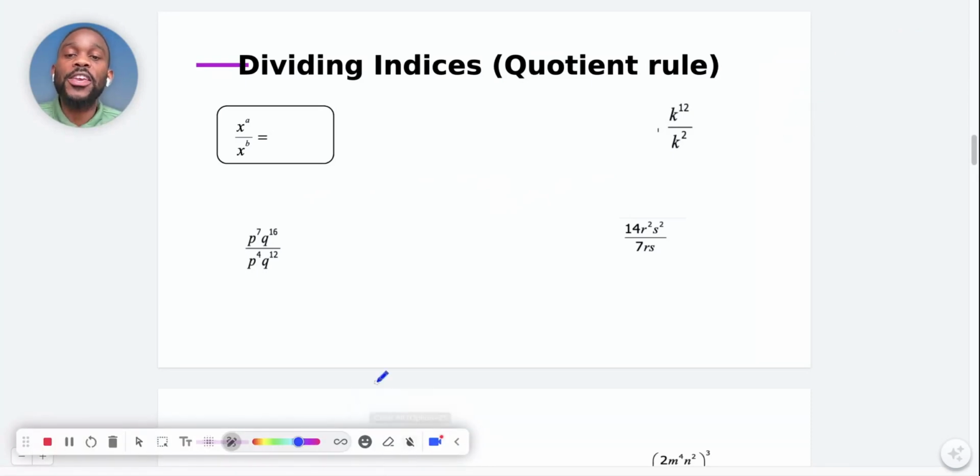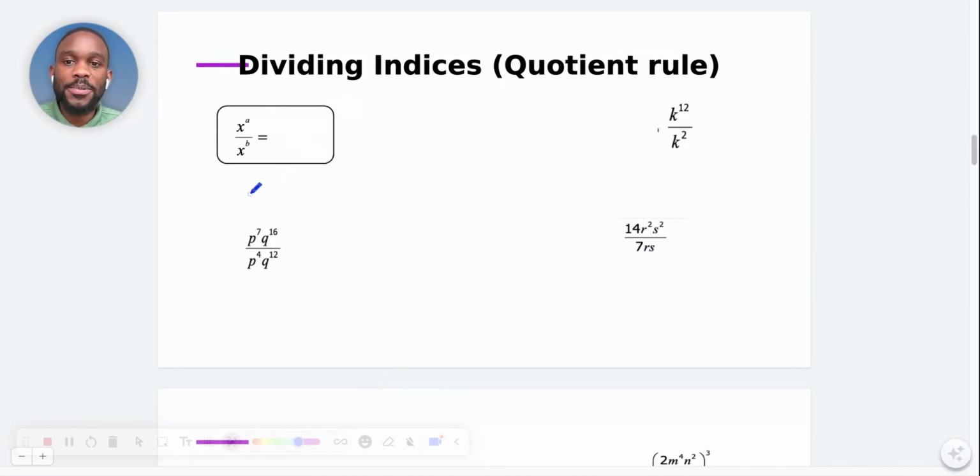Okay, so if you're dividing indices of the same base, you simply subtract the powers. So this will be x to the power a minus b. So let's look at this, right? If you're having k to the power 12 divided by k to the power 2, ask yourself, are they the same base? Yes, simply subtract the powers. So you get k to the power 10.